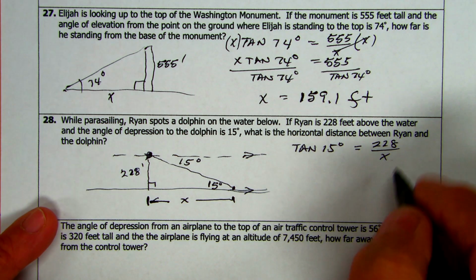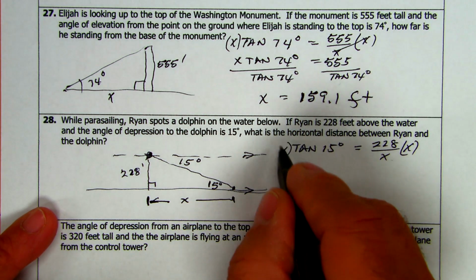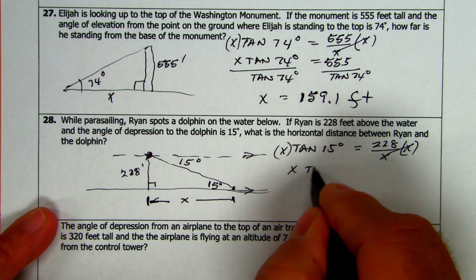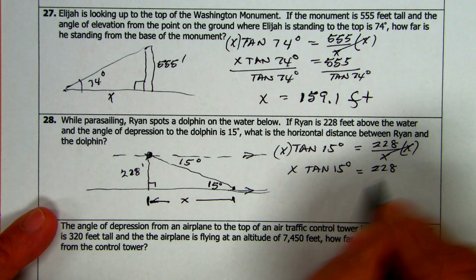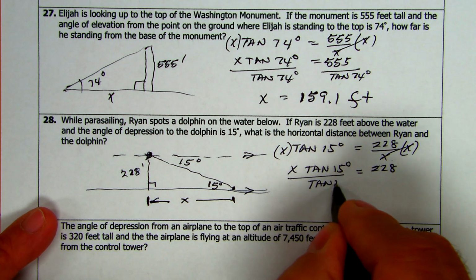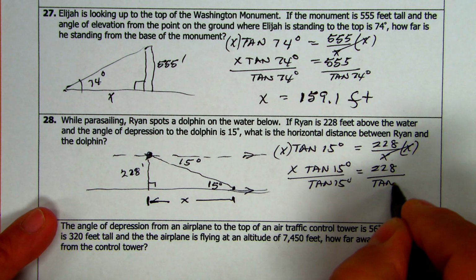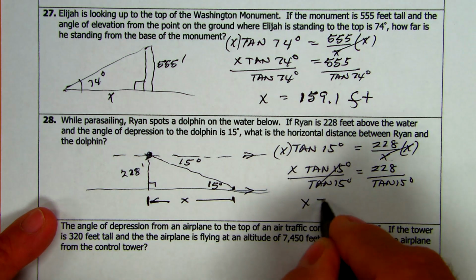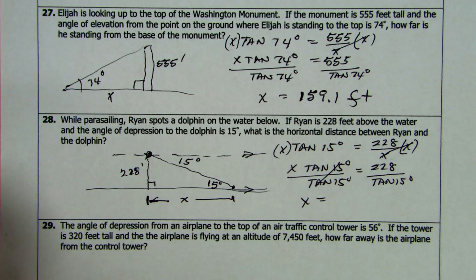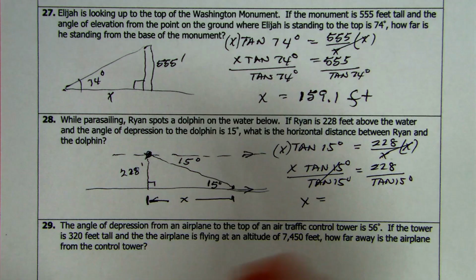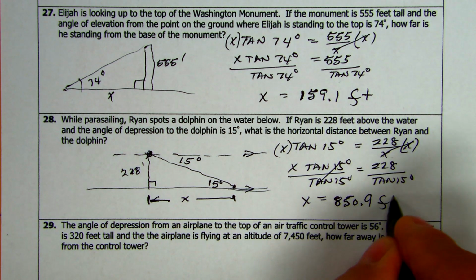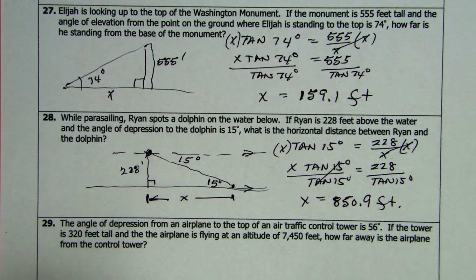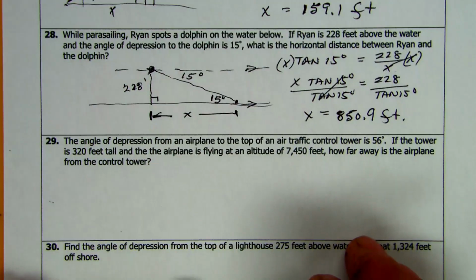Okay. So now we're going to multiply this times x, this times x. So that's going to give us x tangent 15 degrees is equal to 228. Divide both sides by the tangent 15 degrees. So if we do that, we have x is equal to 228 divided by the tangent of 15 degrees, 850.9. So it's 850.9 feet. Okay, let's look at the next one, number 29.